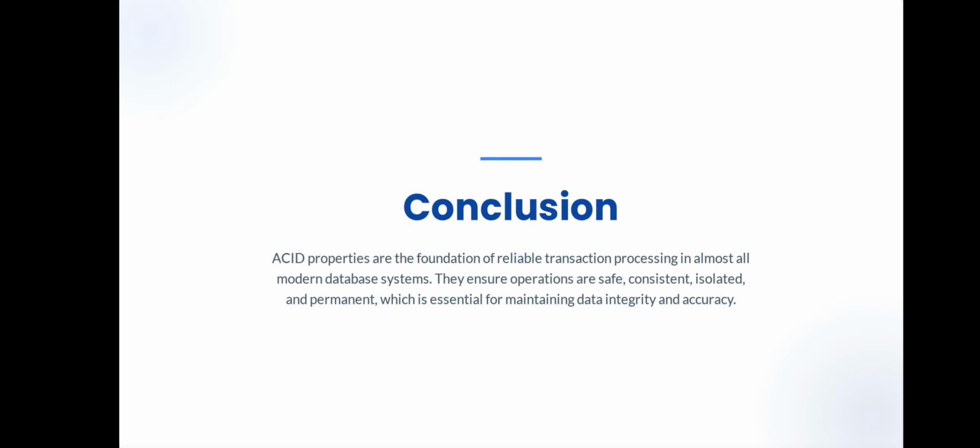Conclusion: ACID properties are the foundation of reliable transaction processing in almost all modern database systems. They ensure operations are safe, consistent, isolated, and permanent, which is essential for maintaining data integrity and accuracy.